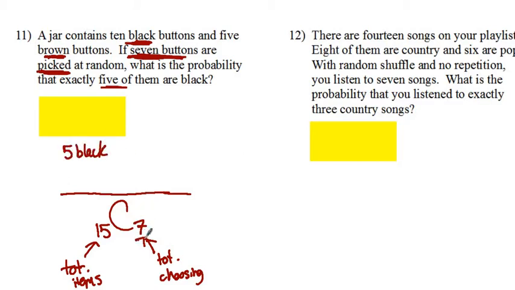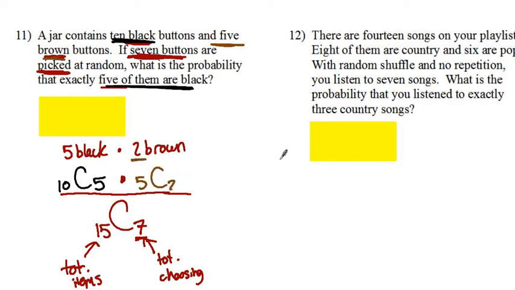And remember, because we're choosing 7 buttons, if 5 of them are black, then that means the other 2, because 5 plus 2 is 7, the other 2 will have to be brown. Okay, so we're going to have to multiply this right here. So how could the thing with the black happen? There are 10 blacks, and we want to choose 5 of them. So that's going to be 10 choose 5. And then the browns, okay, it looks like there are 5 browns, and we are going to be choosing 2 of them. And again, let's just check, like we mentioned before, 10 and 5 should equal 15, and it does. And 5 plus 2 should be 7, and it does.